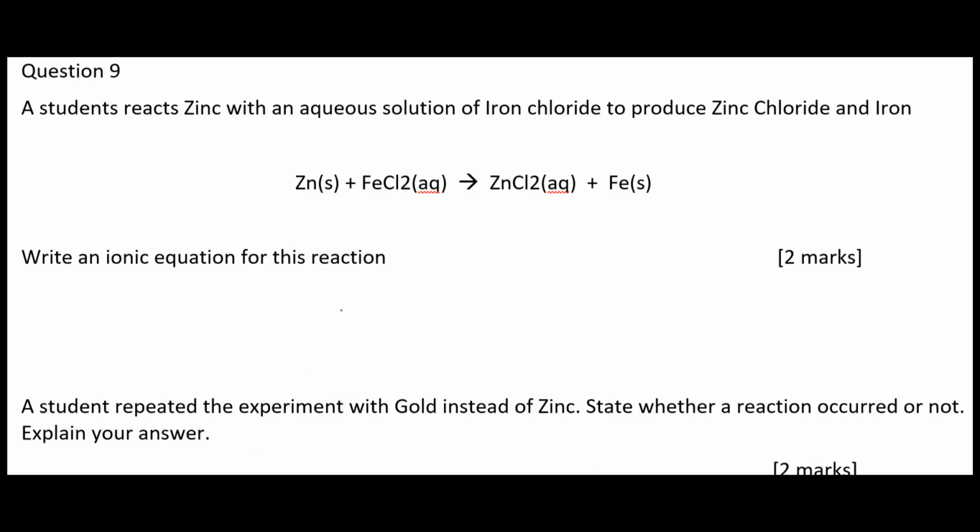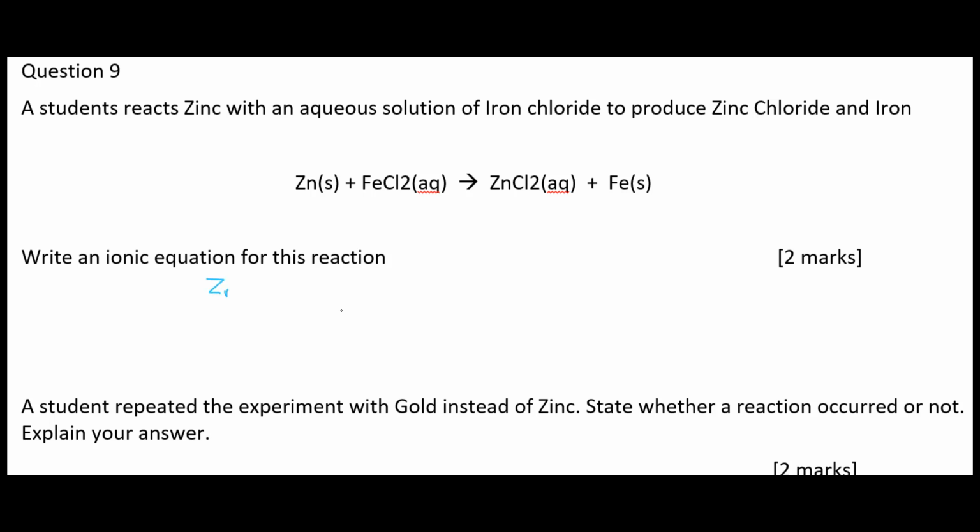Okay, take a look at question 9, guys. A student is reacting zinc with aqueous solution of iron chloride to produce zinc chloride and iron. And we're asked here to write an ionic equation for this reaction. So basically turn this equation into a redox equation.